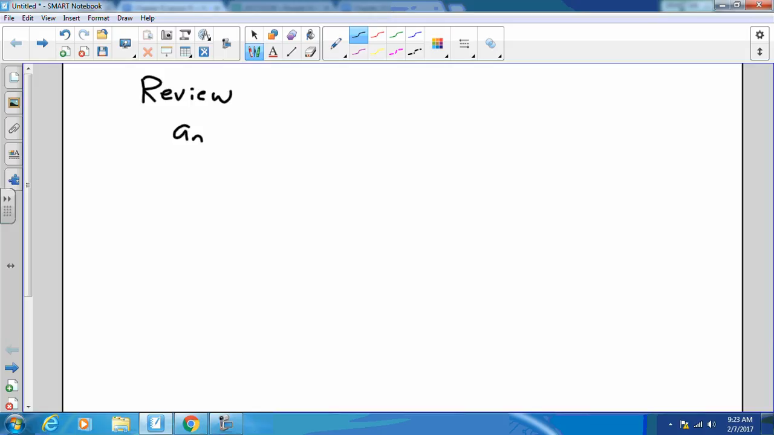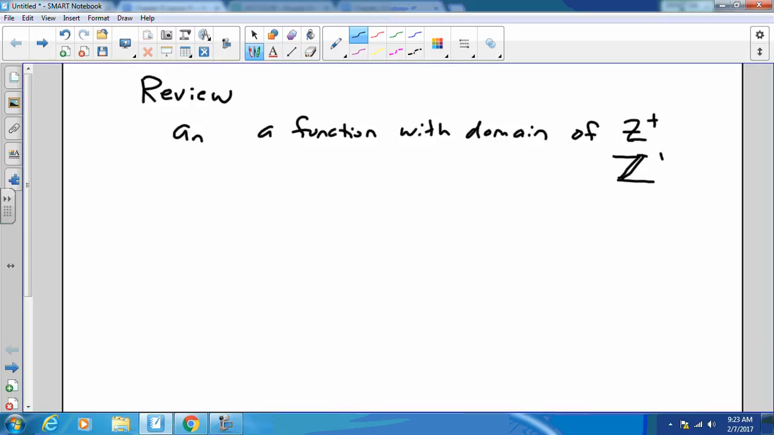In terms of definitions, a sequence a sub n is a function whose domain is the natural numbers, which we abbreviate as Z plus. By the way, when you see it in the literature, they do a fancy script kind of Z. So Z plus.